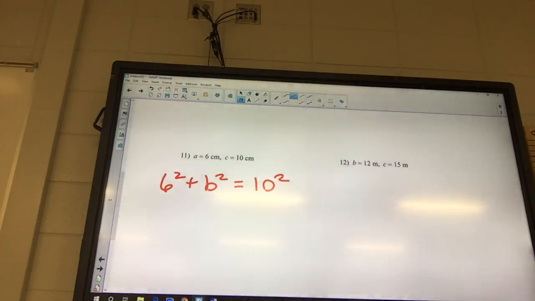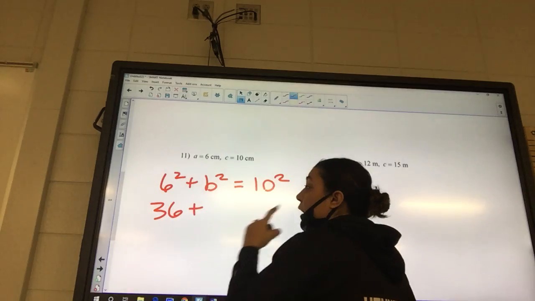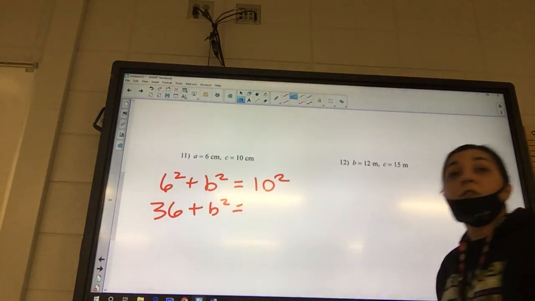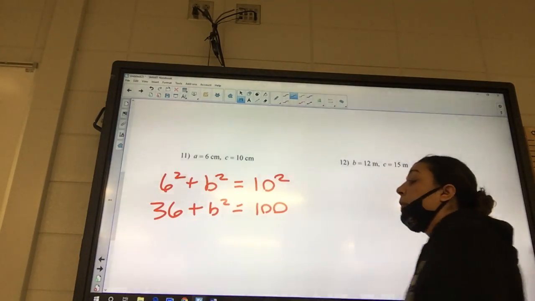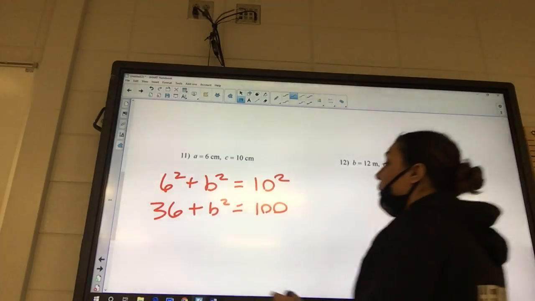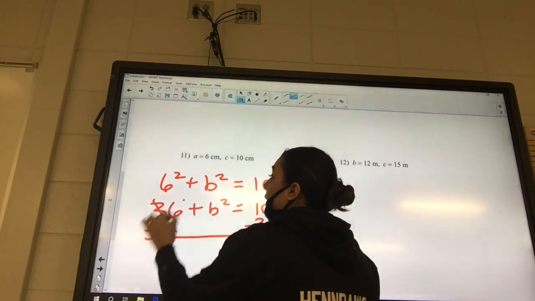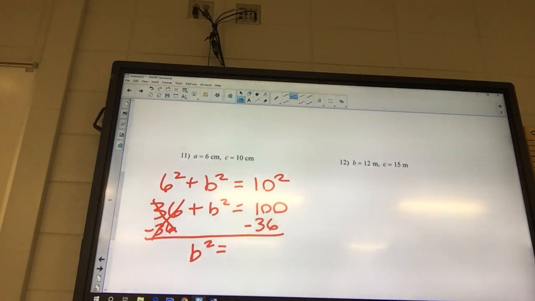Okay, so what is 6 squared? 6 times 6. Yep, 36. Plus B squared, we can't do anything with that. That's what we're trying to find. And then 10 squared. 100. So it's really 10 times 10. Okay, so I got 36 plus B squared equals 100. Wouldn't we have to minus 36 from both sides? 36 from both sides. Okay, so I got B squared equals 100 minus 36.